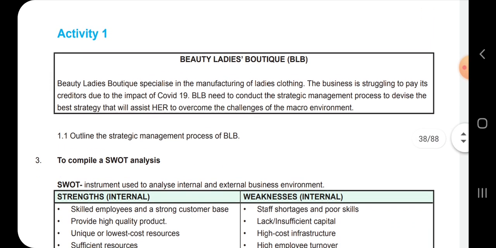Now we have an activity: outline the strategic management process of BLB. Here we have Beauty Ladies Boutique. There's a scenario. Now the question says outline the strategic management process of BLB. I'm going to give you answers to every activity that pops up at the end of this video.